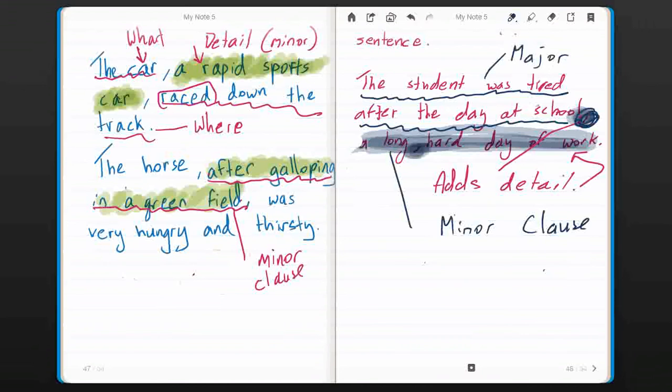And that is kind of complicated, but if we think about it, this is just detail again, isn't it? So the minor clause is always the detail added on. So a long, hard day of work is the detail added to that sentence. Now that's important because that detail makes it more imaginative, makes it better to understand for the reader. So it's really important, but it doesn't make sense on its own. Okay, so the minor clause cannot stand alone. You need the major clause with it.